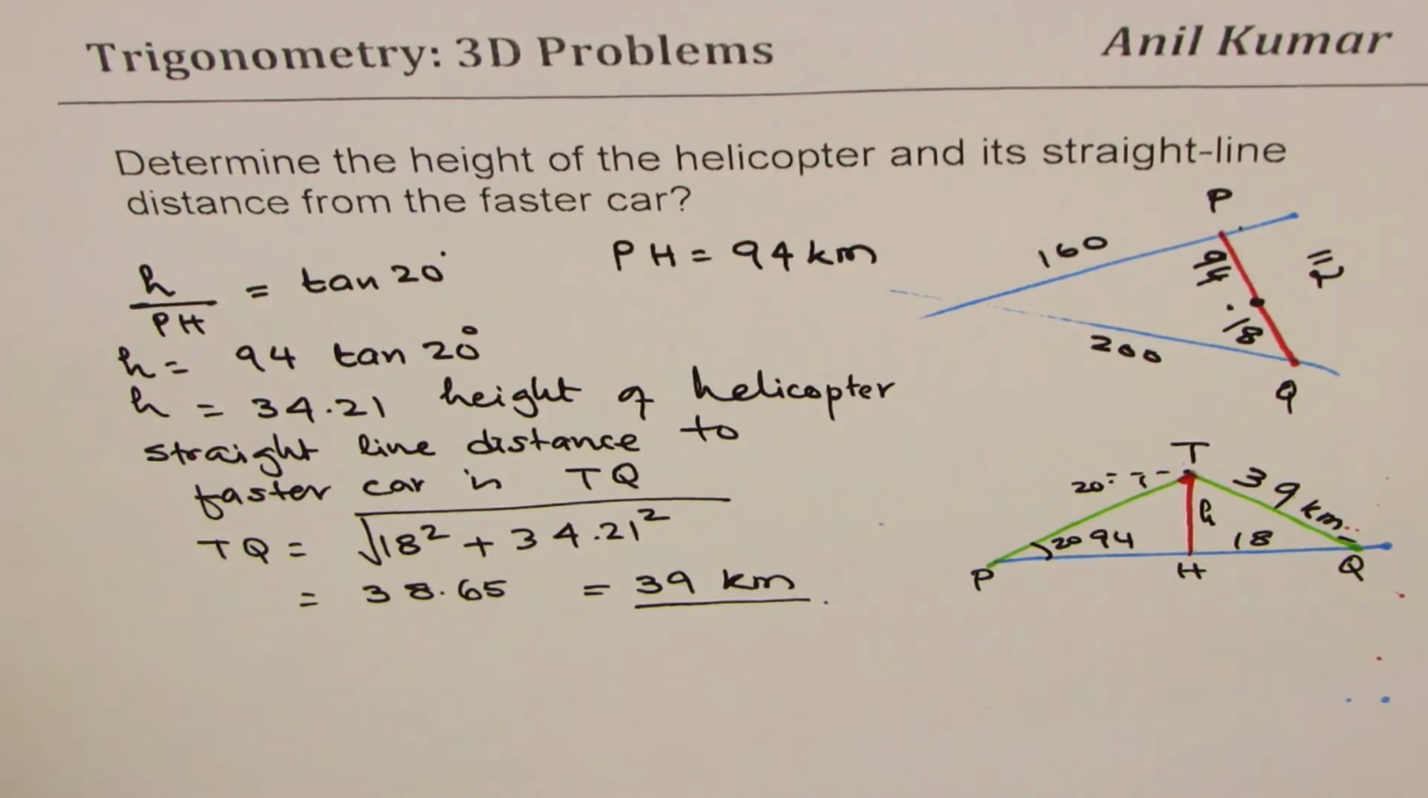So these 3D problems could be tricky. You may have to draw two diagrams at times, one for the horizontal layout and one for the vertical layout, to solve them. That is the key. And these two are very good examples. One of them can be expected in your test paper.